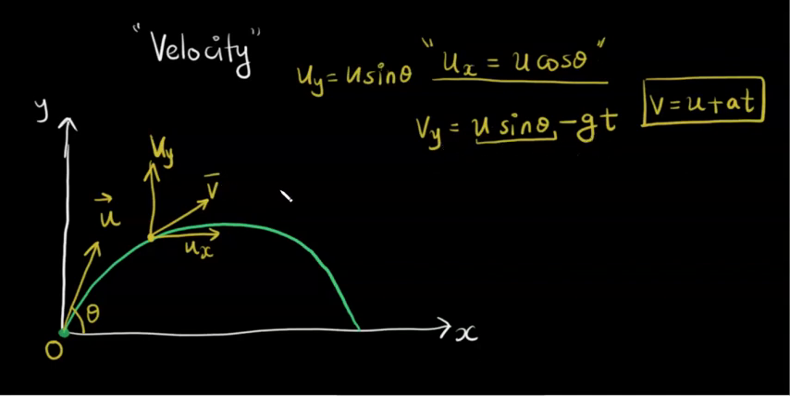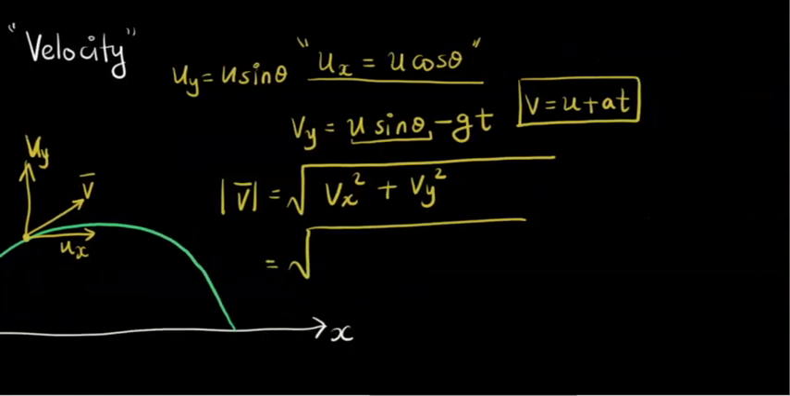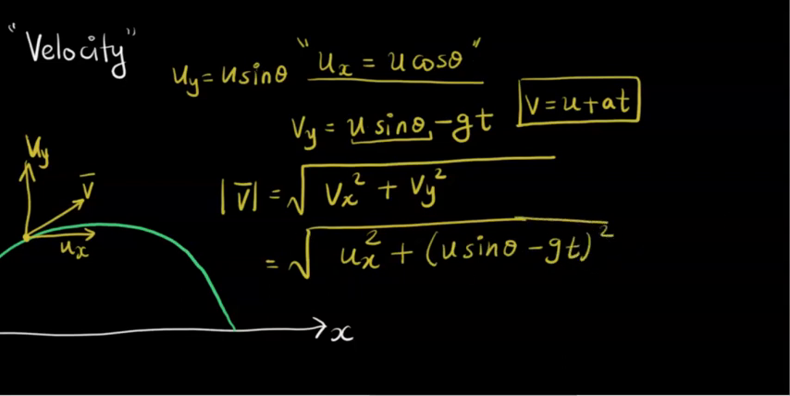Now what is the magnitude of this velocity vector? The magnitude of this velocity vector is nothing but the square root of the x component squared plus the y component squared. So what do we get by taking the square root? vx is nothing but ux squared, plus vy, which is u sin theta minus gt, whole squared. So this is the magnitude of the velocity vector.